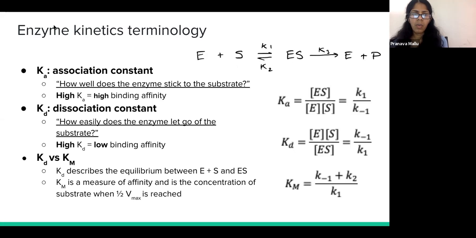While you can think of both of them as a measure of affinity, like high Kd or high Km is low binding affinity, they are slightly different in what their actual meaning is. They're not interchangeable, like Kd isn't the substrate concentration at which 1/2 Vmax is reached, but they're just similar in what they represent to us. Does that make sense?